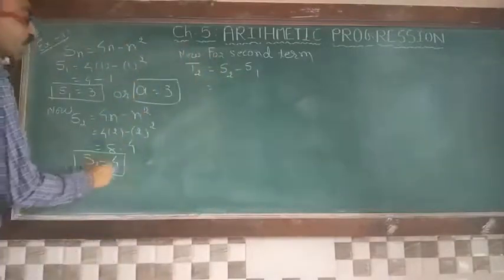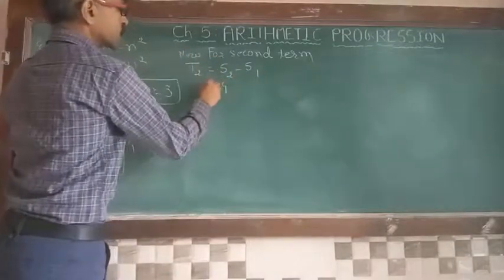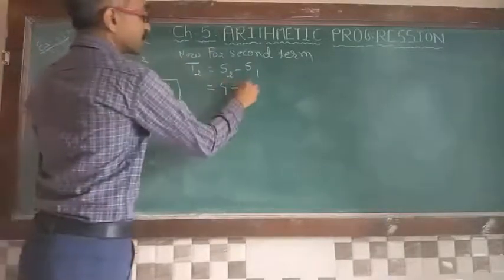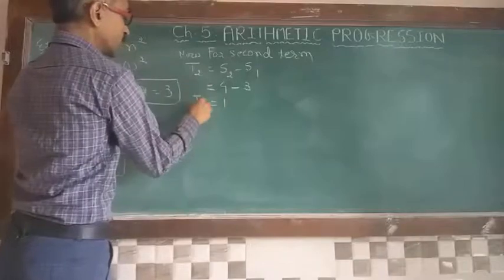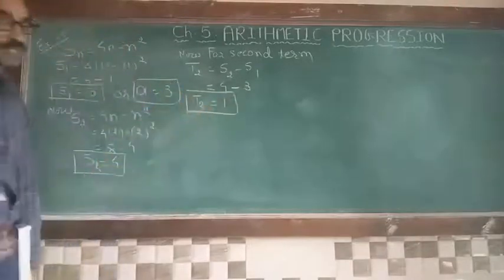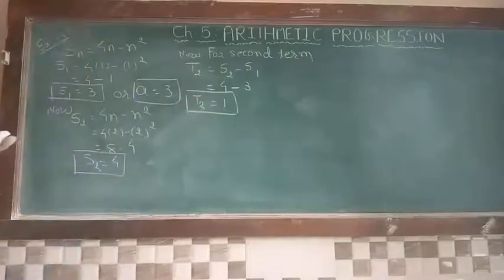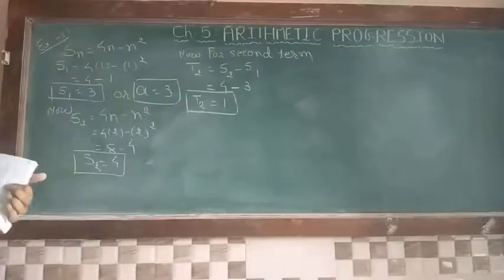S2 is now 4 minus S1, that means 3, or you can say first term, that is 3. So T2 is your 1, that means your second term. This is your third answer. Second term is 1. Now you have to find the third term.